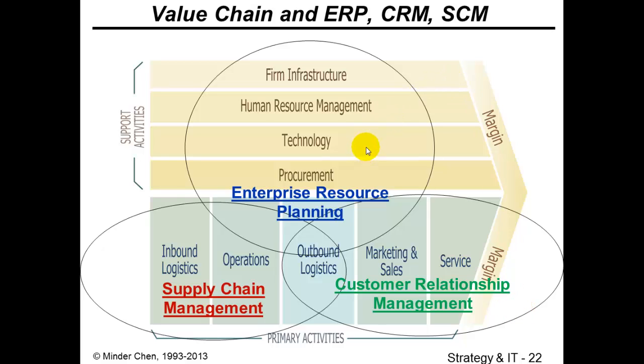Using the value chain model again, we can map three major enterprise-wide application packages to the value chain. ERP, enterprise resource planning, mainly covers operations, procurement, and HR and accounting, which may be part of the firm infrastructure. Supply chain management software definitely covers inbound logistics and outbound logistics. And CRM covers three segments: marketing, sales, and services.